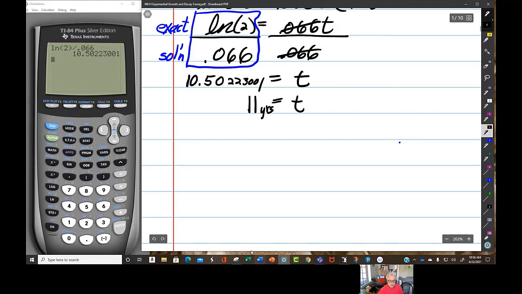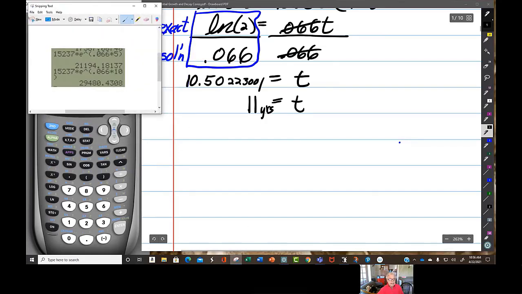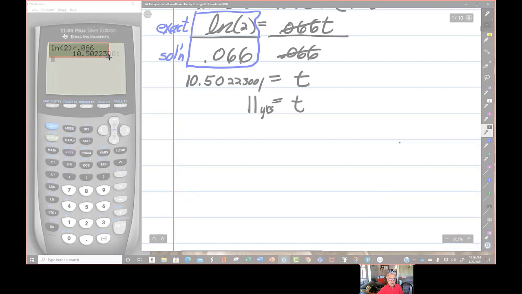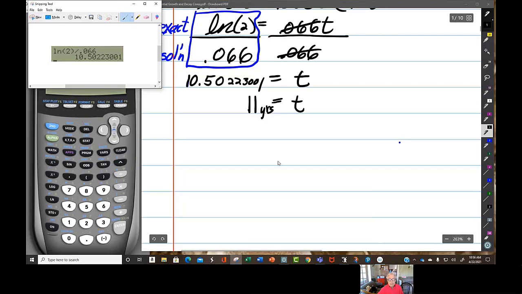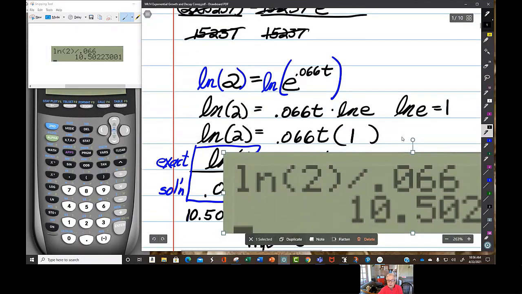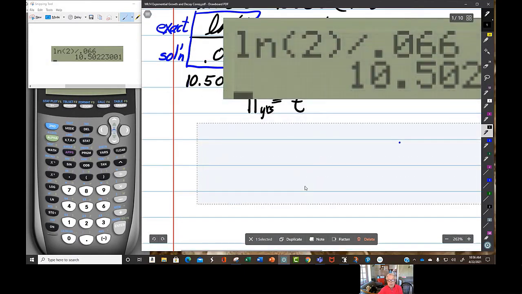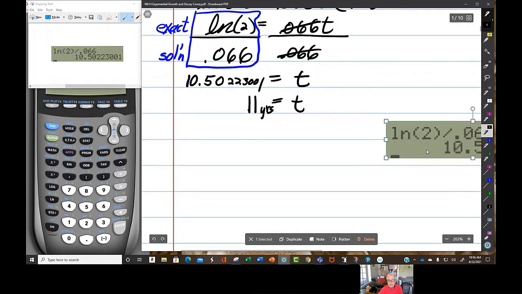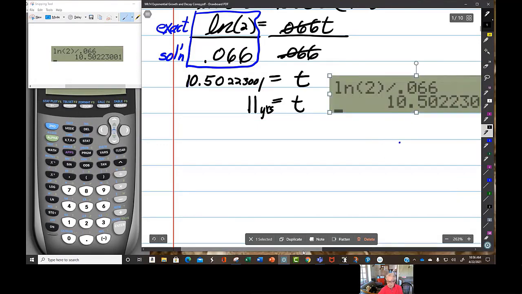So let me get a picture of this too. I think it's valuable to just include photos. Since we have time, we're going to be on this for 2 days, I might as well add these to your notes so that when you go back over them, if you go back over them, you'll see what the calculator did. And that can be very, very helpful.